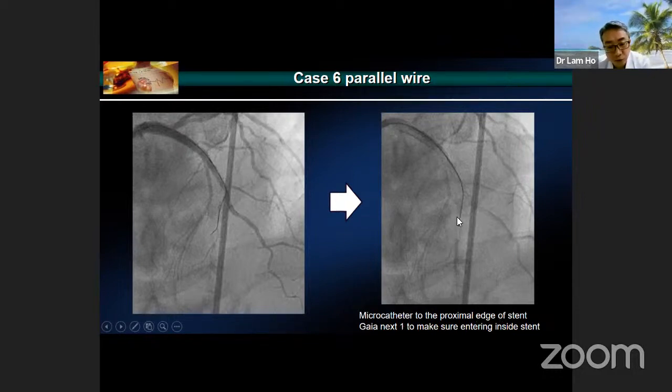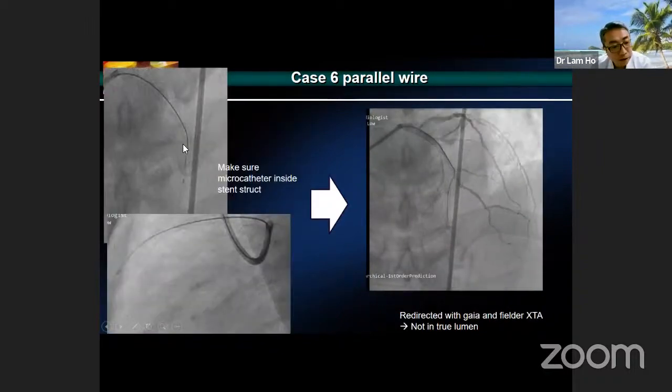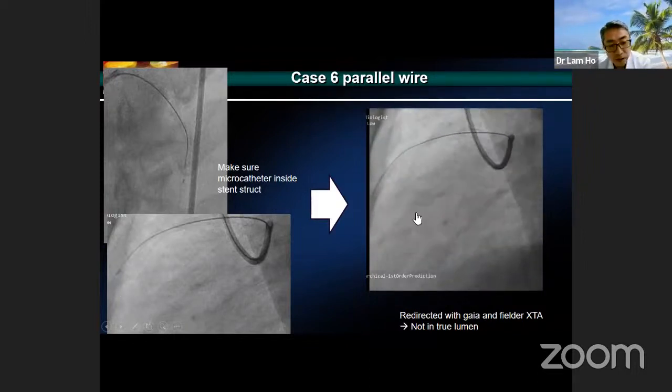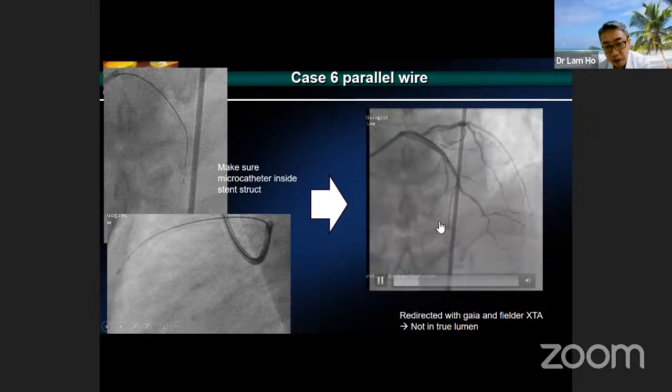And then I have to change to a more controlled wire, to have better tactile feedback and better torque control, so that I must enter the stent. Don't go outside the stent strut. I must enter the stent. After entering the stent, I push my microcatheter in and use piping to make sure I'm inside the stent strut. And then I can try to wire.